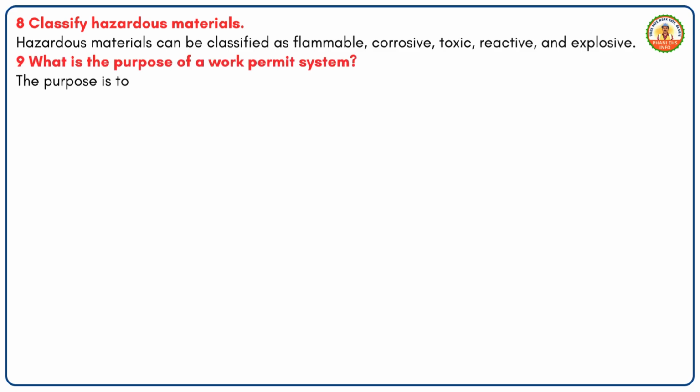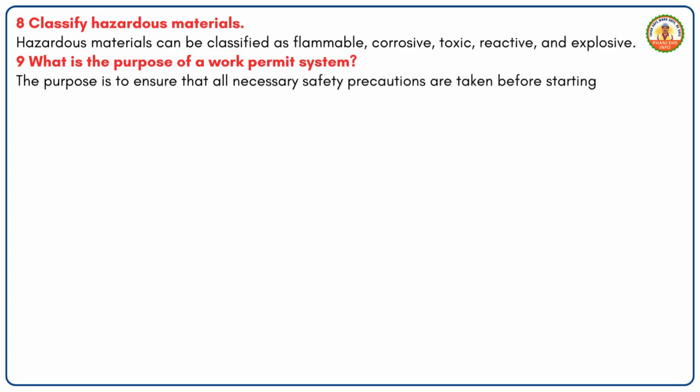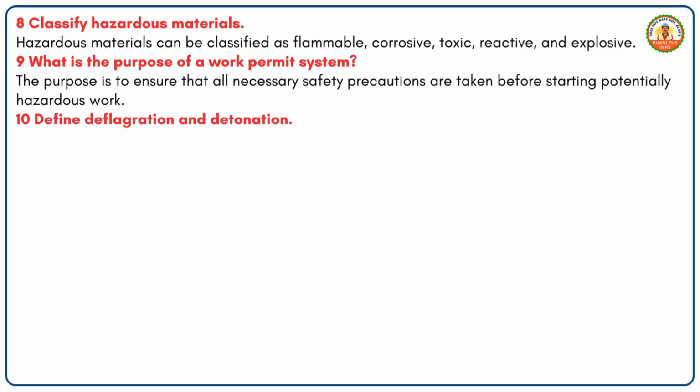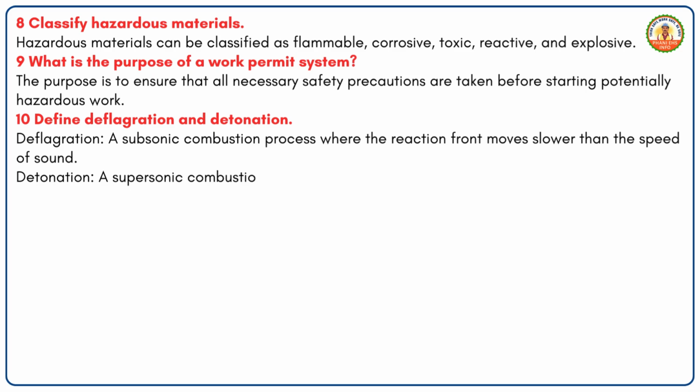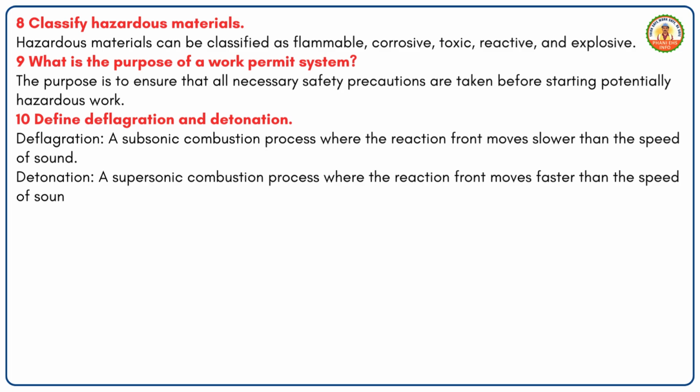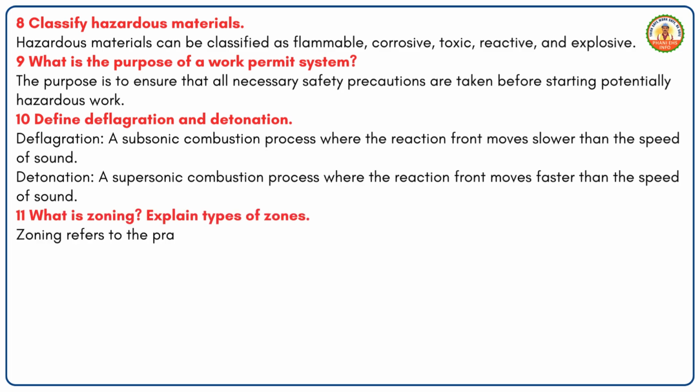9. What is the purpose of a work permit system? The purpose is to ensure that all necessary safety precautions are taken before starting potentially hazardous work. 10. Define deflagration and detonation. Deflagration, a subsonic combustion process where the reaction front moves slower than the speed of sound. Detonation, a supersonic combustion process where the reaction front moves faster than the speed of sound.